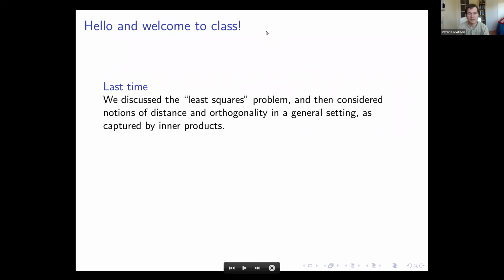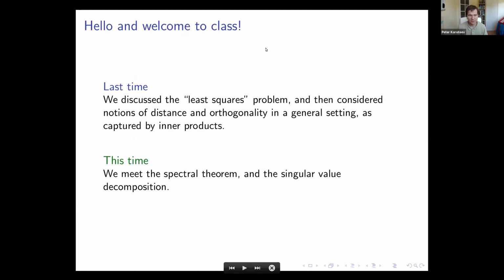So in the previous video, we discussed the least squares problem and the notion of distance and orthogonality in a general abstract setting, as well as studying Gram matrices for inner products. This time we discuss the spectral theorem and the singular value decomposition. And this will be our last lecture for the course.